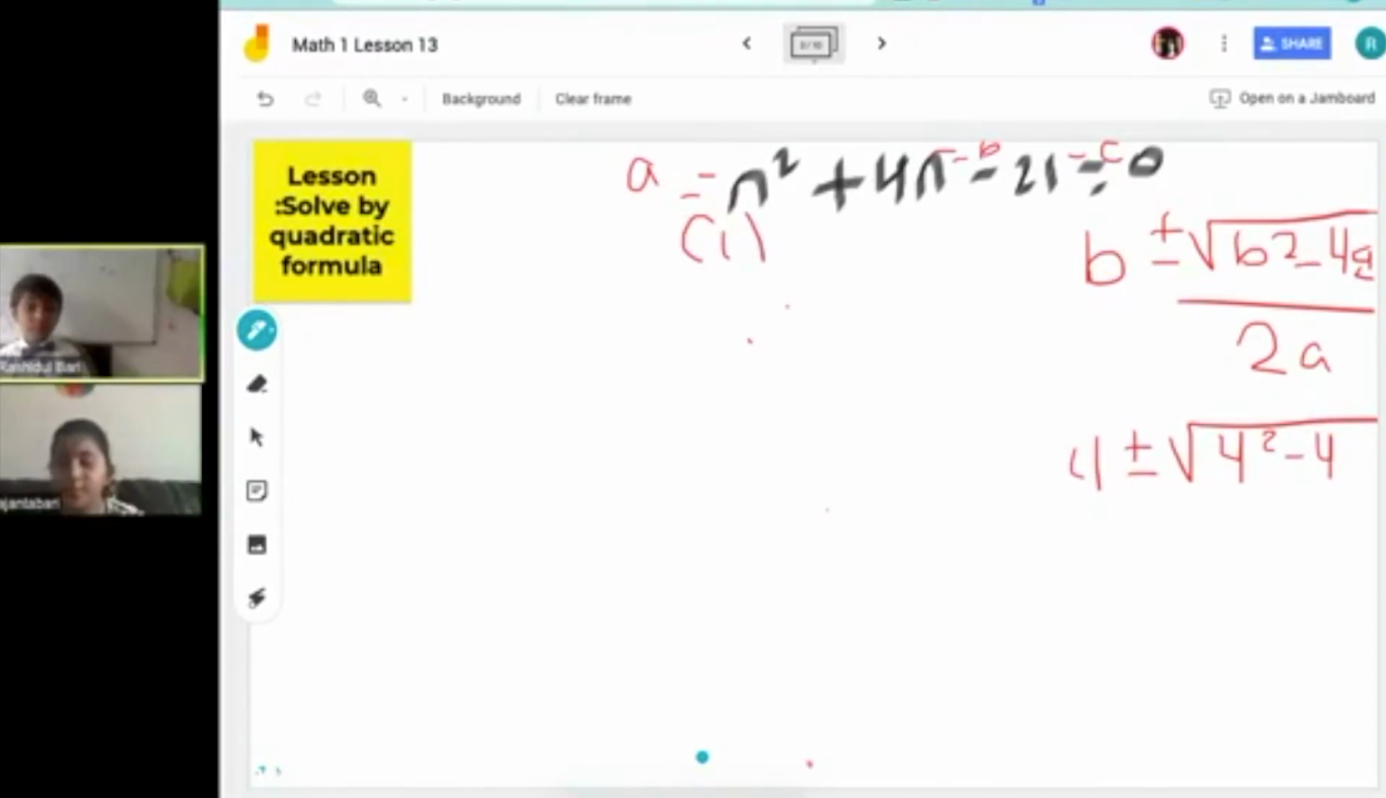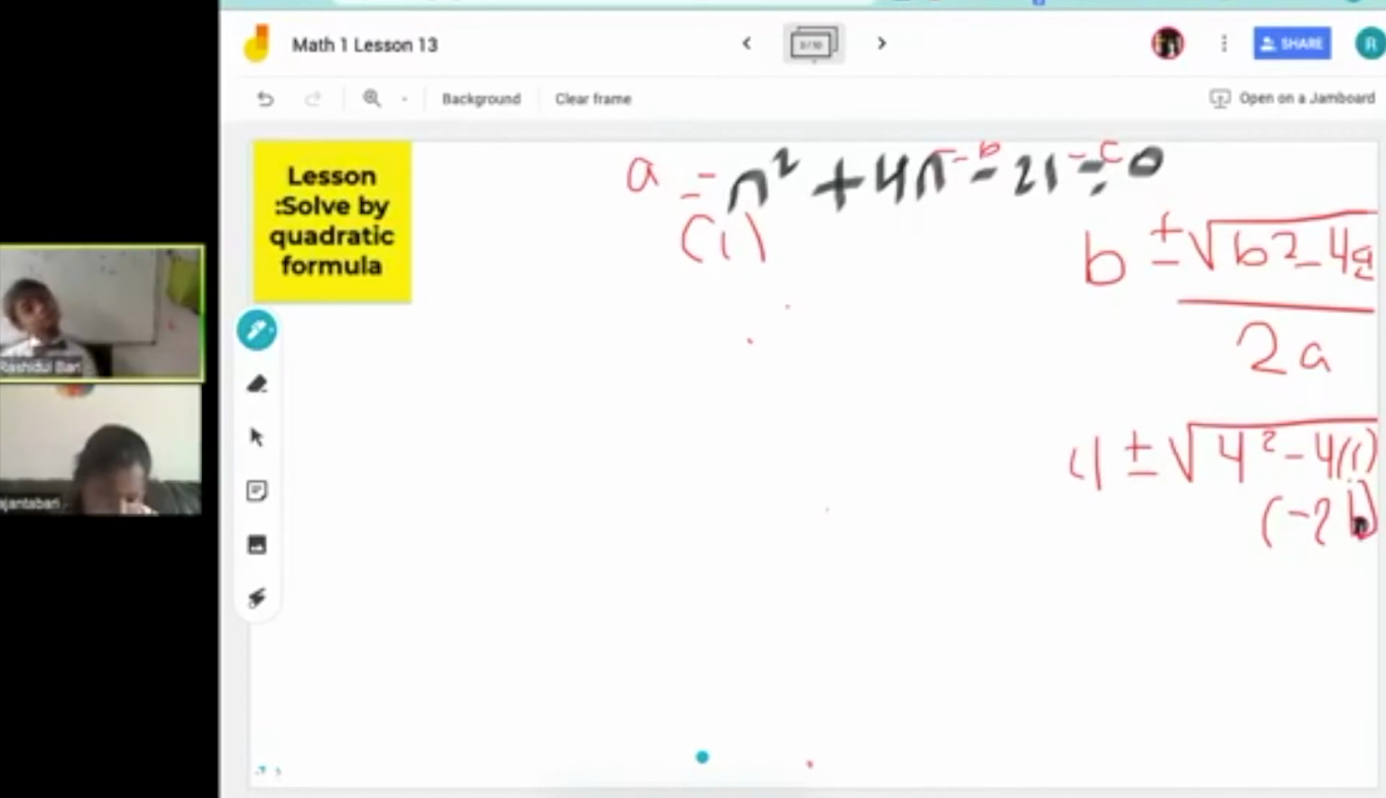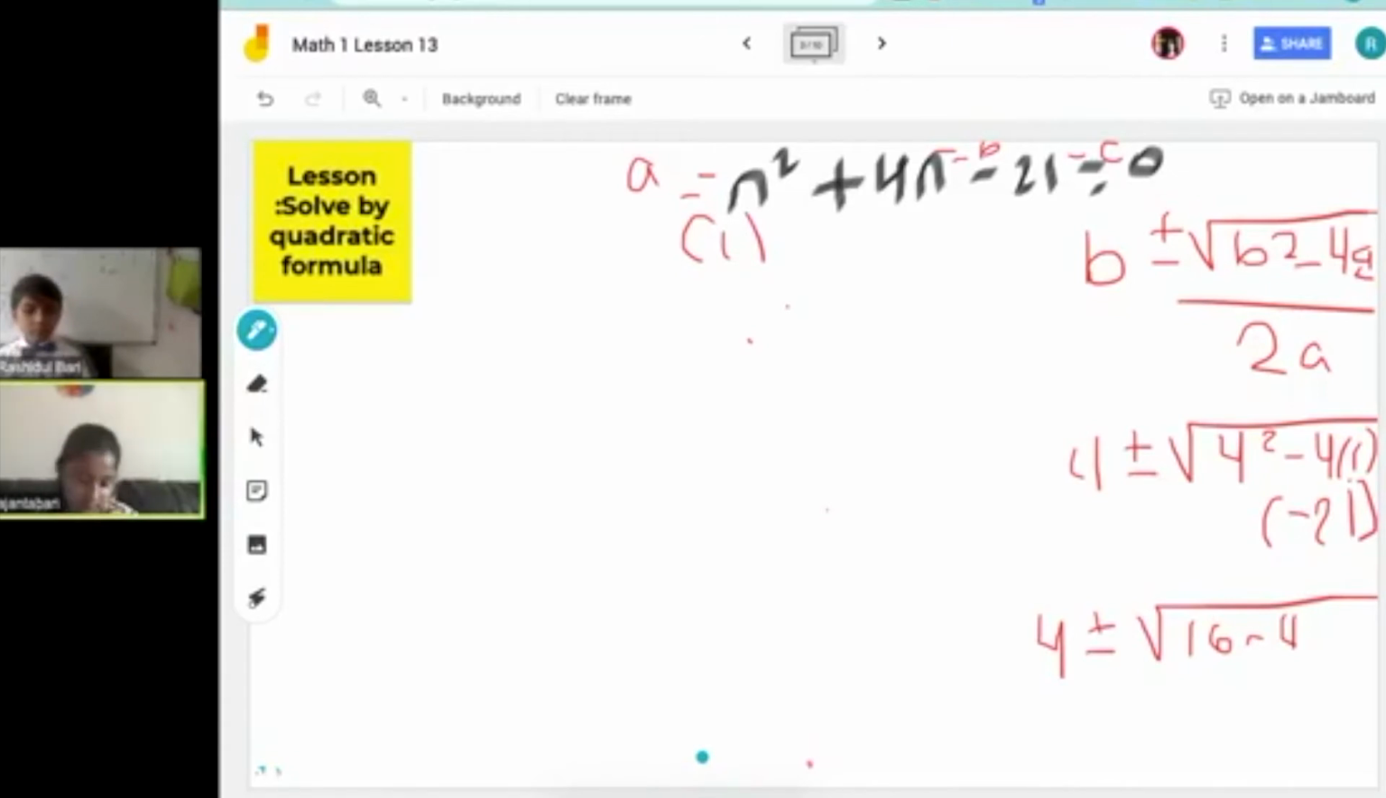So a should be 1, right? Yes. b should be 4, and c you may not see it, but it's negative 21. Negative 4 squared is 16. So negative 21 times 1 gives you negative 21, times negative 4. So that will give you 84.